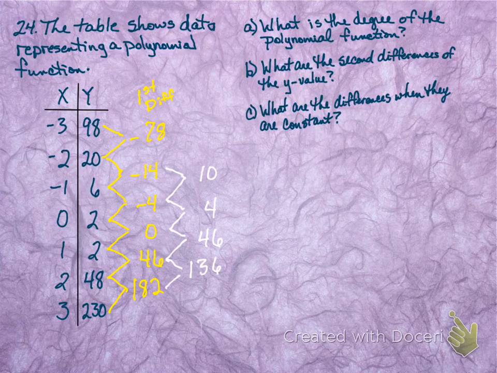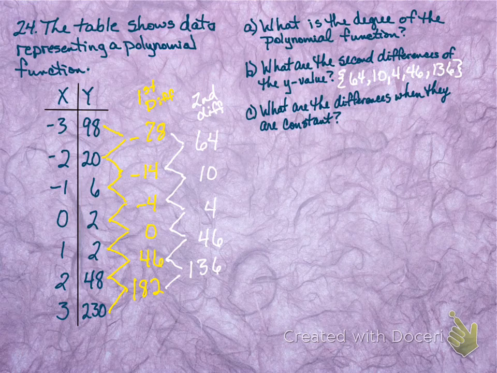My brain's getting tired. So, and then negative 14 minus negative 78 is 64. That's our second difference. Okay, and guess what? There's the answer to our B. Our second differences of the y value are 64, 10, 4, 46, and 136.